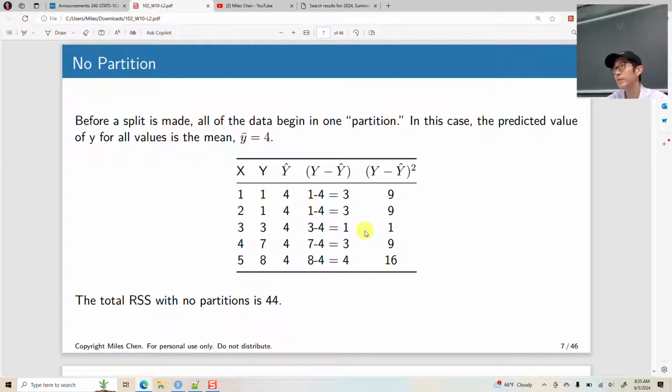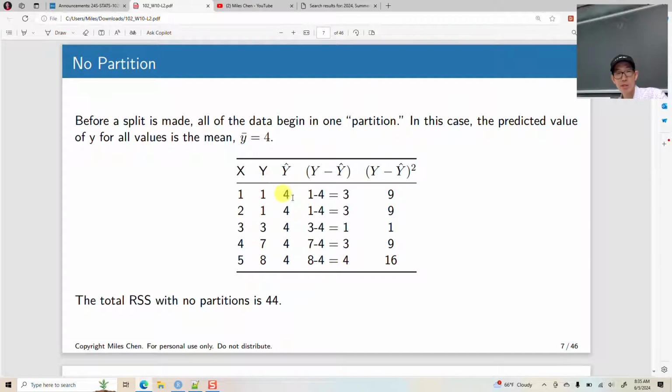So we start with this baseline value. The baseline is before a split's even made, all of the data will belong to one bucket, one partition, and you would just make the same one predicted value for all of your observations here. In this case, we would average all the y's out. The y's add up to 20, and so our mean for y is going to be 4.